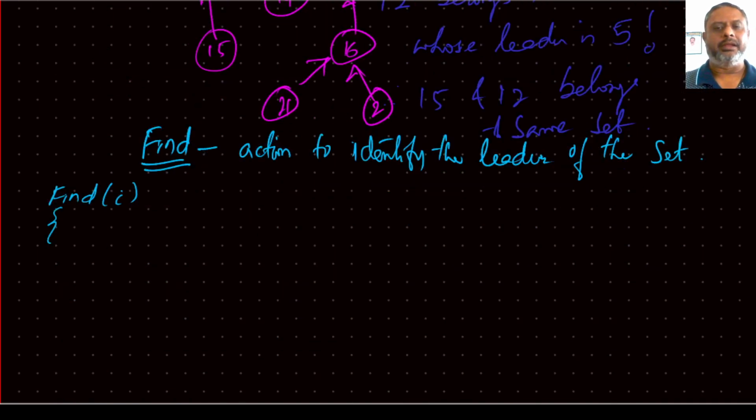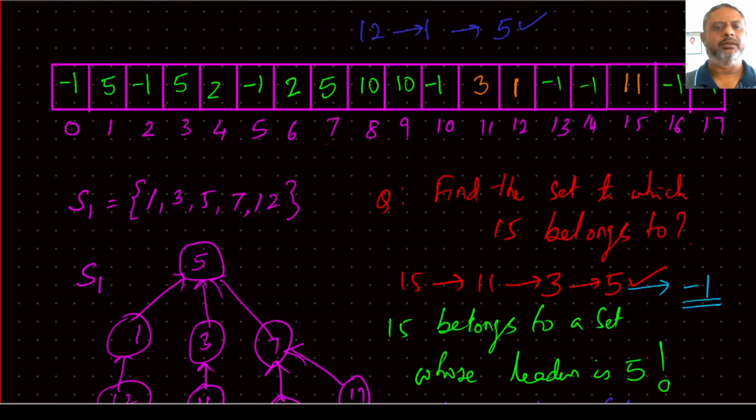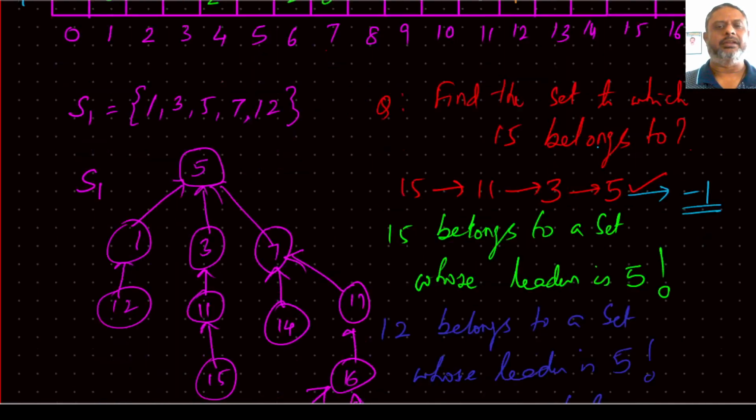For any node I given, P of I will be the parent of I, where P will be this array. So P of 8 is 10, P of 6 is 2, P of 3 is 5, and so on. And if P of I is minus 1, it means that I is the root, here 5. It doesn't have any parent.